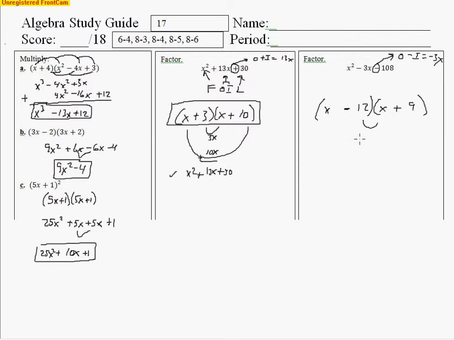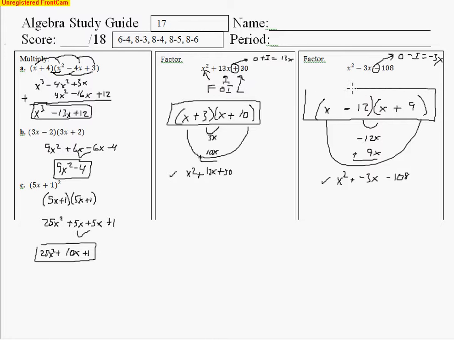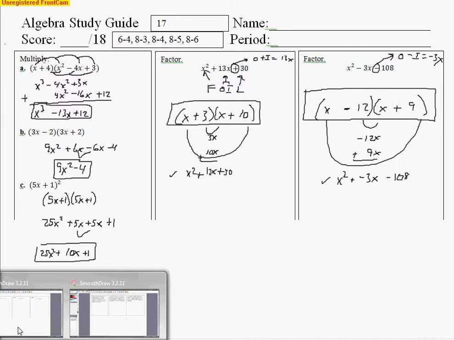So let's check it out. Negative 12x, positive 9x, and those will add together. In this case, subtract because they're opposite sign, to make negative 3x. First terms, again, are x squared. And then we've got the plus negative 3x there and the minus 108. So it does match. And so we know this is the correct solution. So let's take a look at our next three problems.